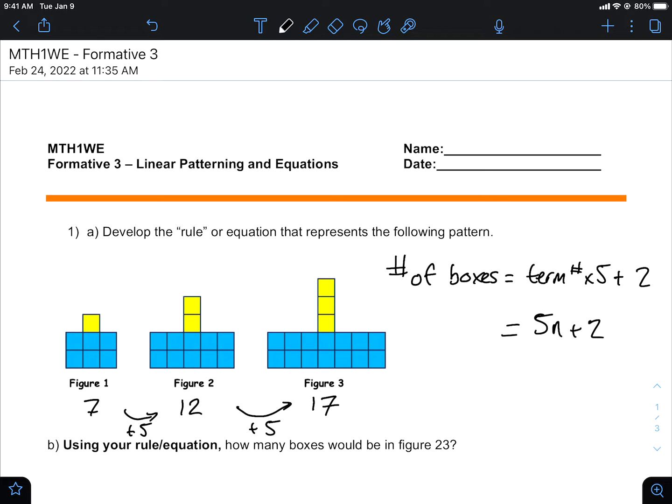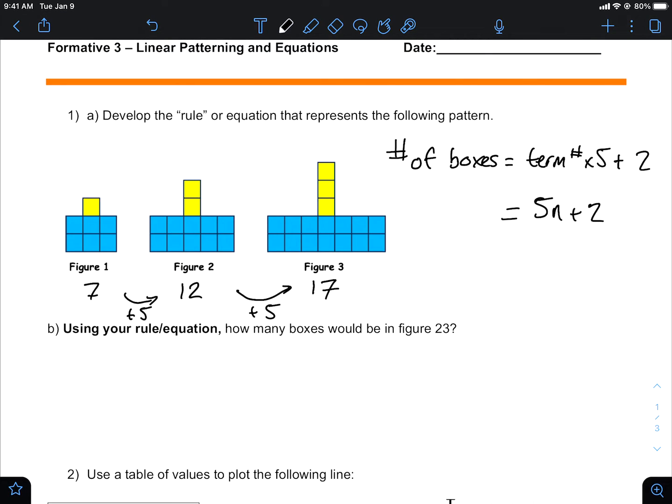Great. You could also do separate equations for the light colored and dark colored boxes, where the number of light colored boxes is the term number, and the number of dark colored boxes is the term number times 4 plus 2. But the most correct way is to just express all of the boxes all at once in a single equation. So that's what we'd be looking for.